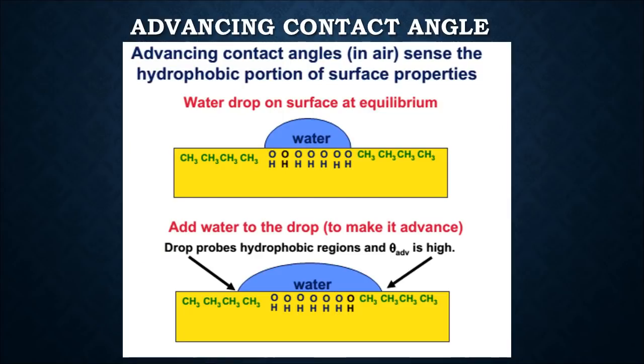In essence, the advancing contact angle senses the hydrophobic portion of the surface. For example, at equilibrium, this is a water drop. When you add more water to the drop, it will probe the hydrophobic region, and then it will stop there and make a maximum angle. So it actually senses the hydrophobic portion of the solid.